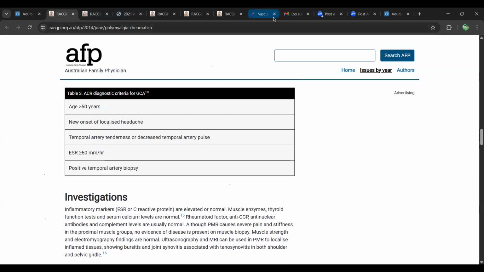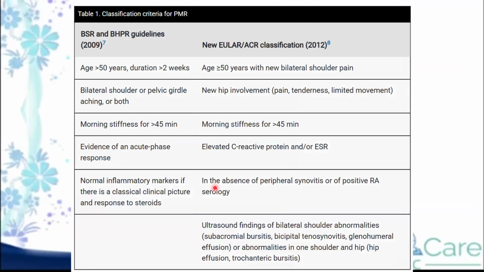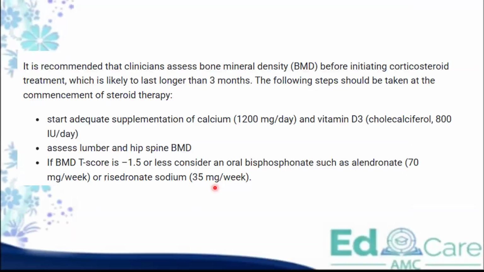This particular guideline talks about polymyalgia rheumatica as well as giant cell arteritis, right? That's because both of them are associated. So again, they are very fond of associations, right? This is the table I've taken from the guideline, what I showed you all now, right? And this is also there on the same guideline I showed you.